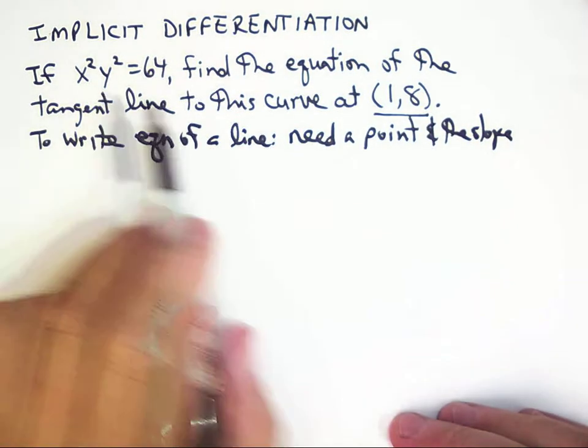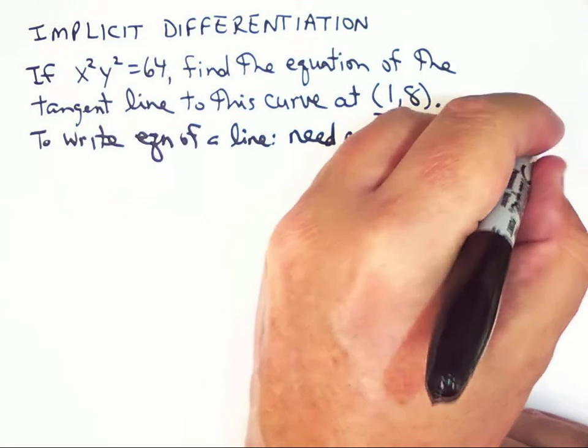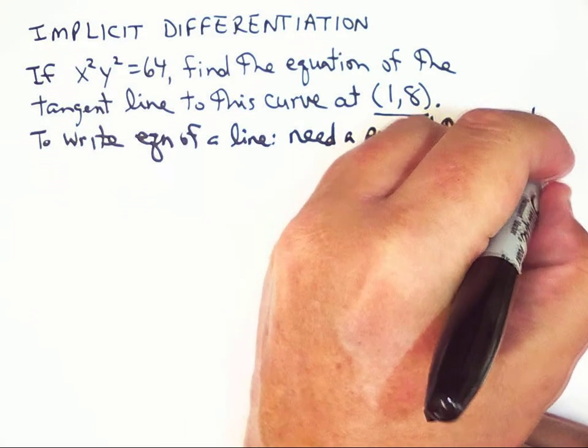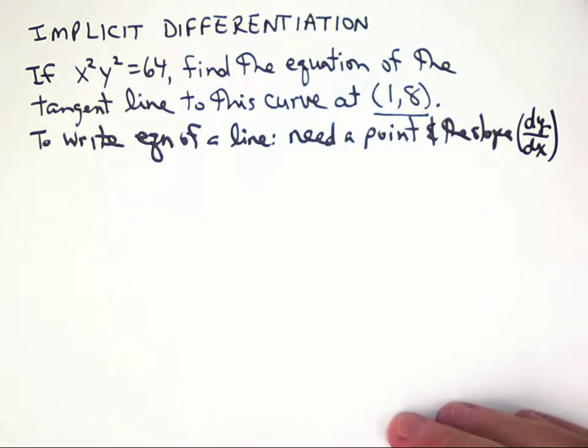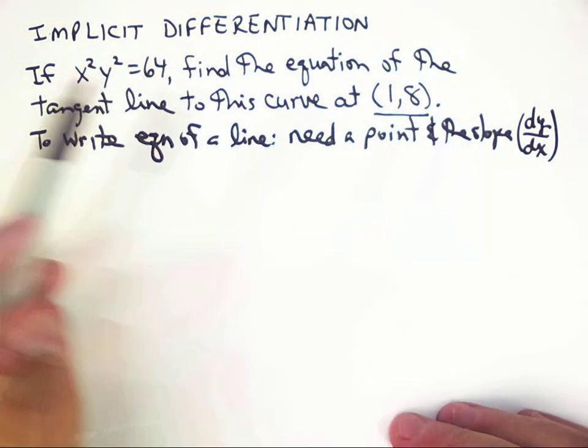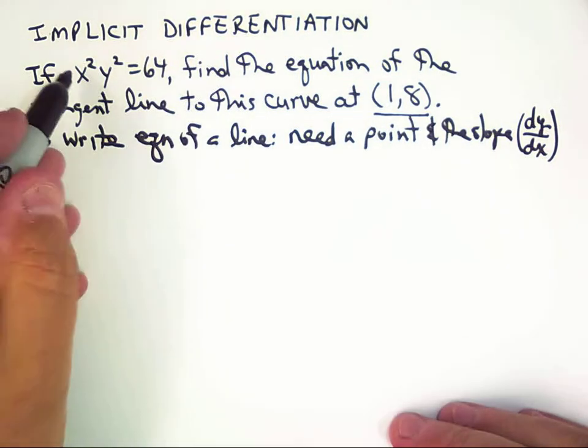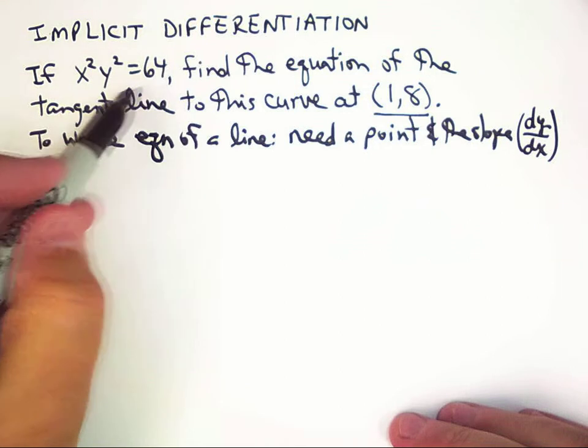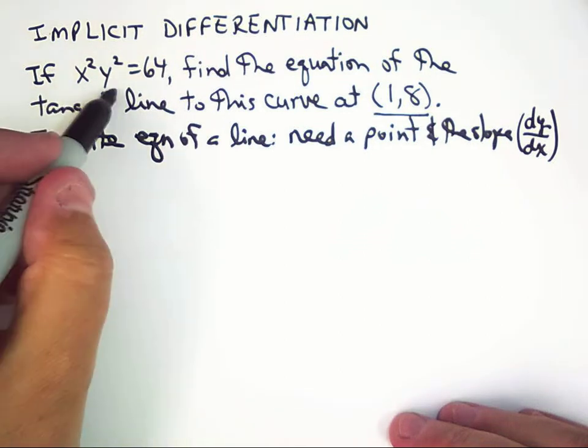But we can find the slope because the slope is the quantity dy over dx that we've been calculating. So all we need to do, once we realize that, is find the slope. We already have the point using implicit differentiation. So if we go back to this problem, we're going to use the product rule on the left-hand side.